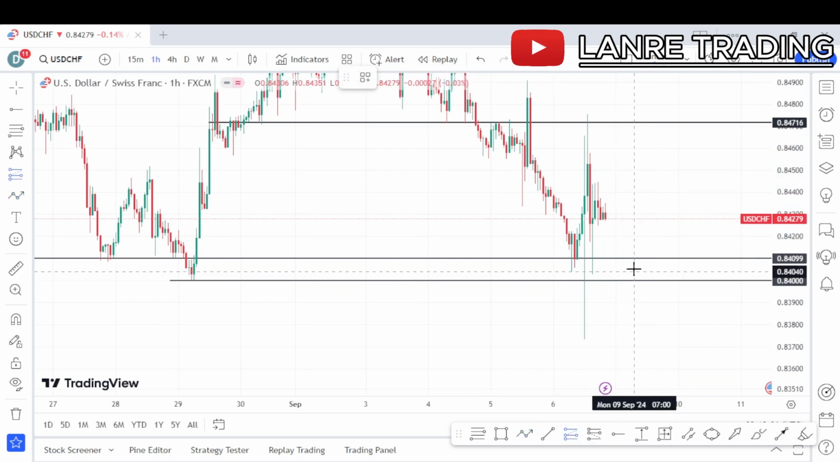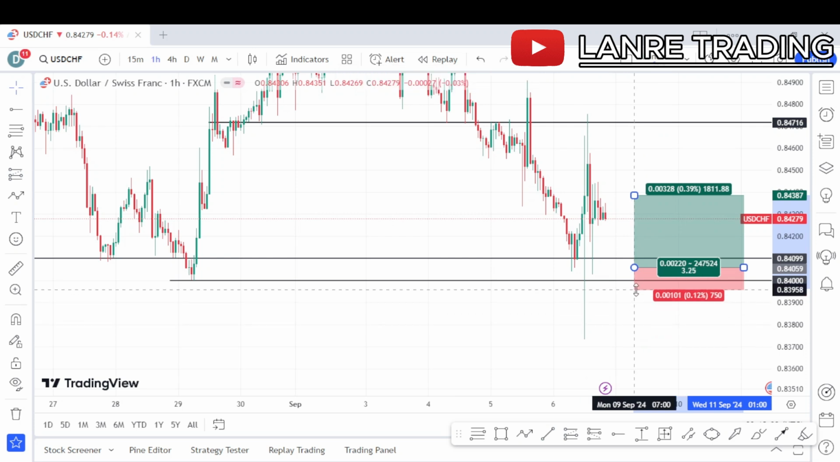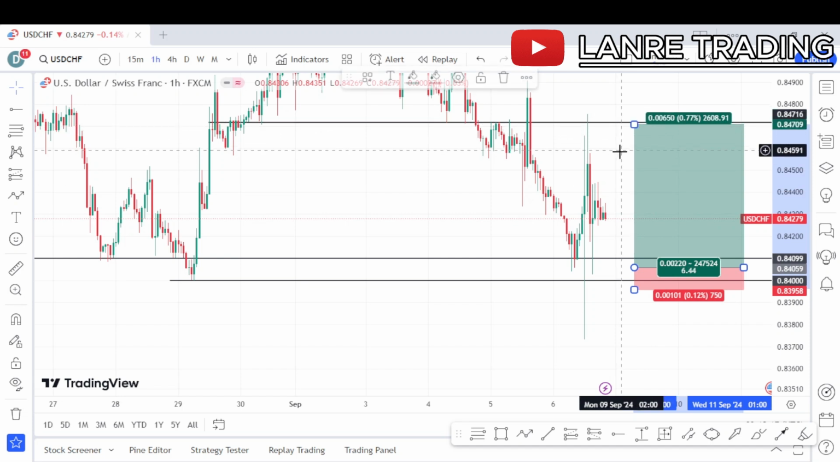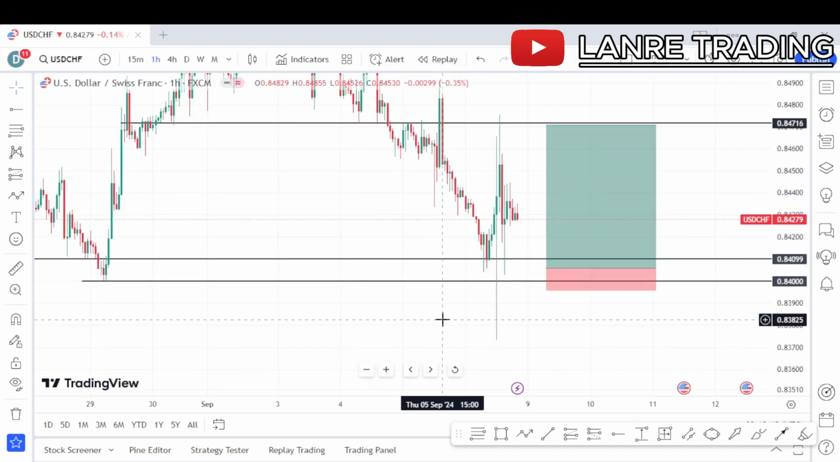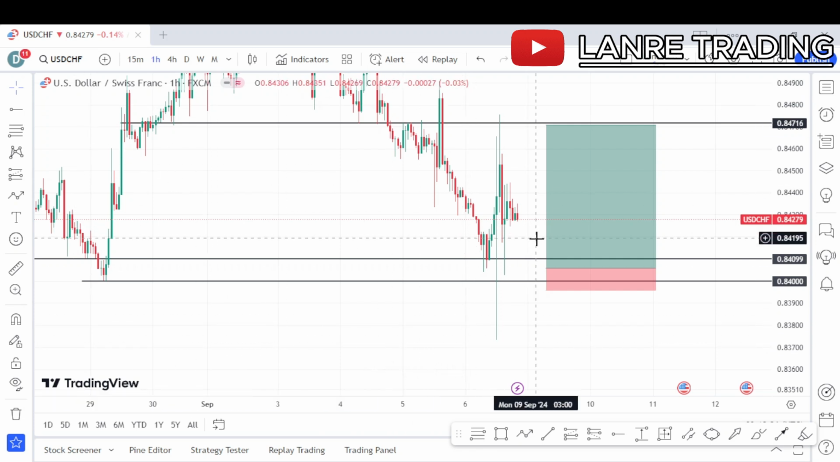Let me bring up my position size calculator. So right about here to this high here. Okay, that is a 1 to 6 risk to reward ratio. So I think this is a decent move for us to capitalize on for this week. That is that for USD CHF.